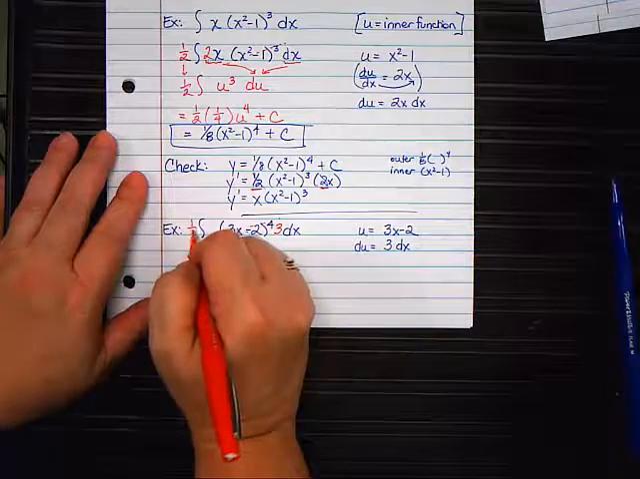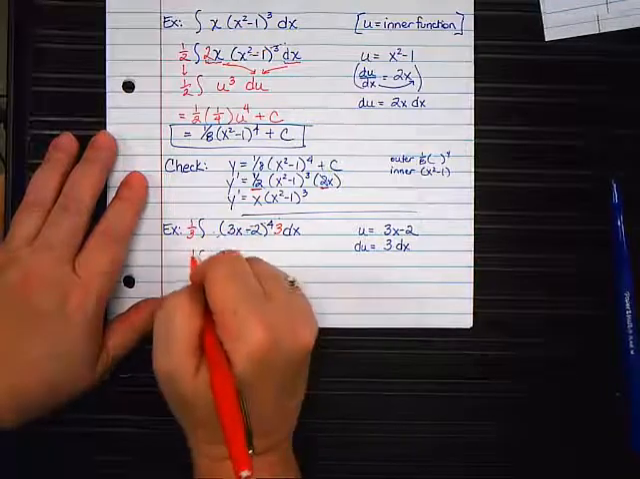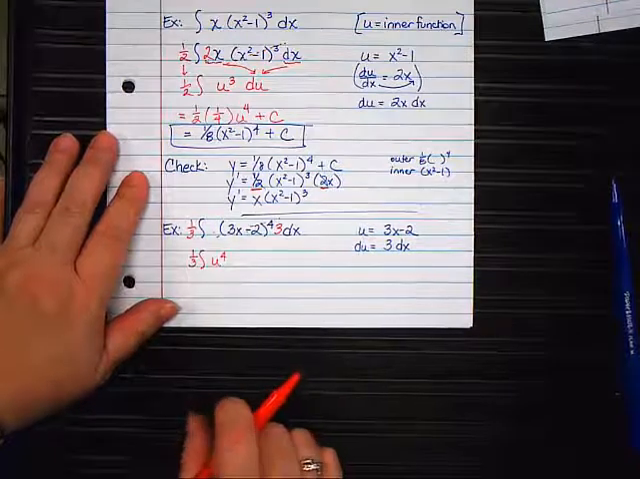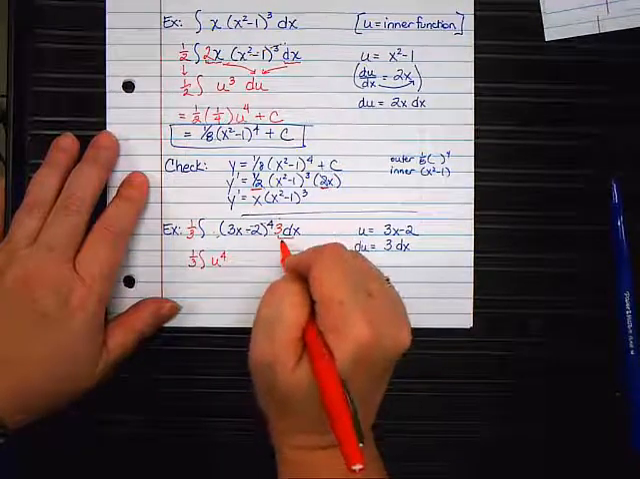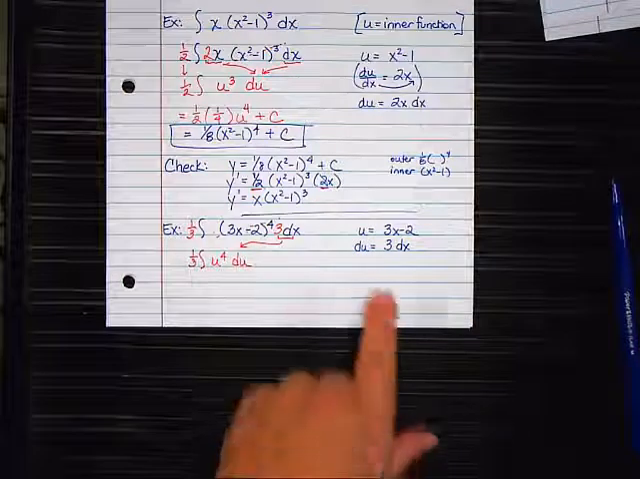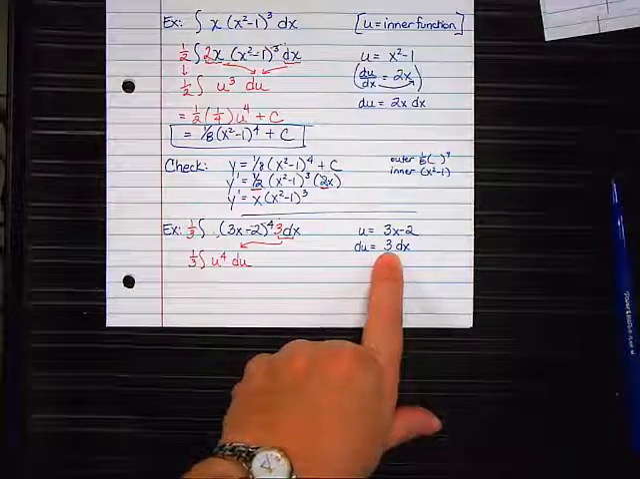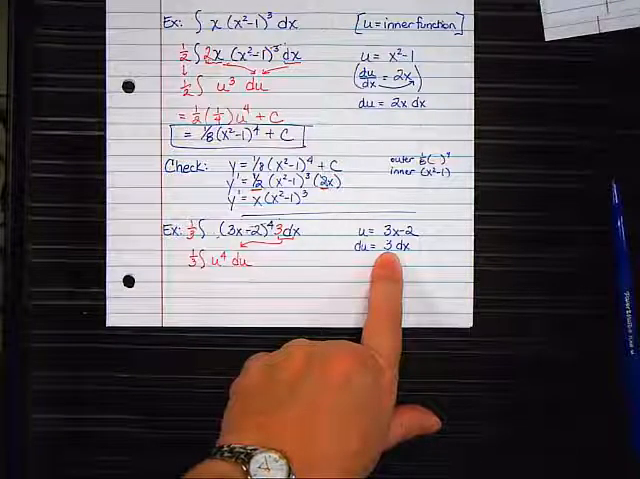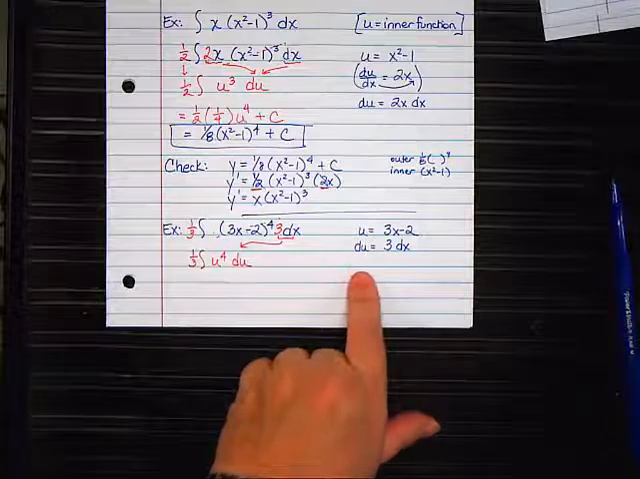But I have to put the 1/3 out front. And make sure you bring that 1/3 down. First period, I accidentally forgot the 1/3 in the problem. That was not good. So here's 3dx. It comes over here, turns into du, because du equals 3dx. Are you with me?